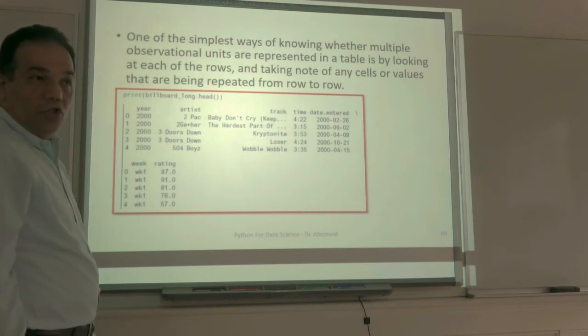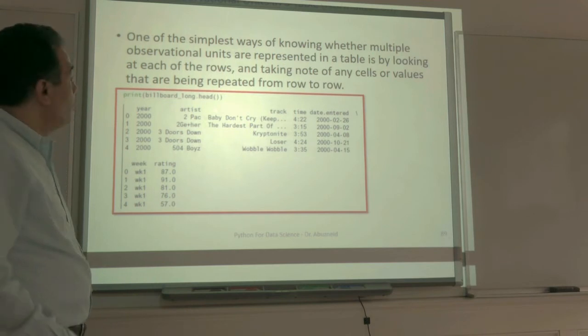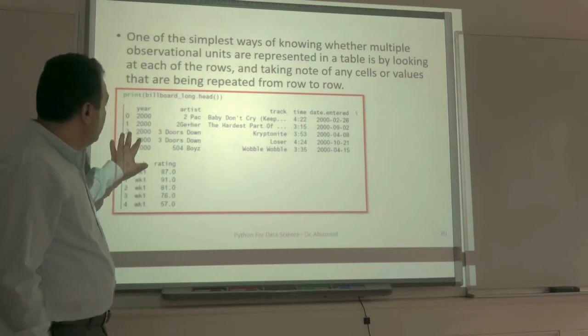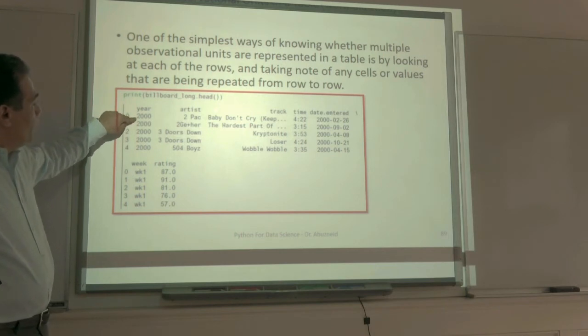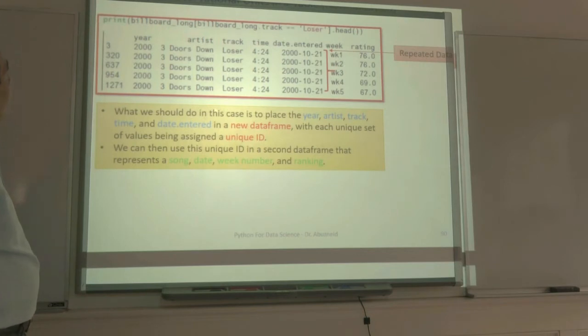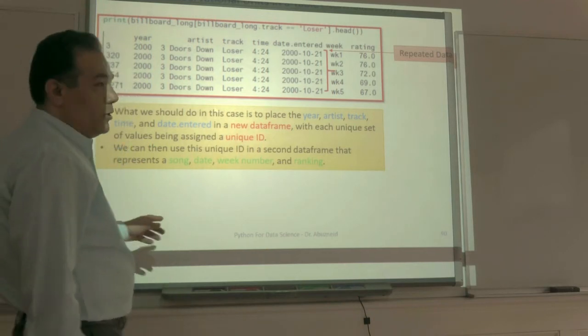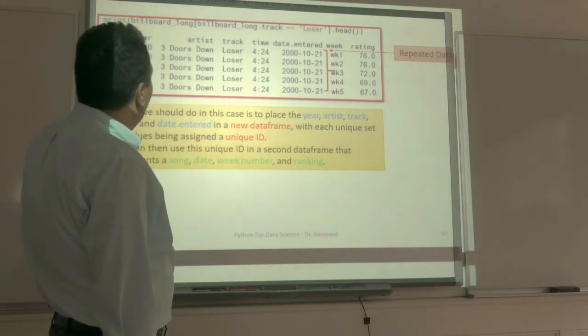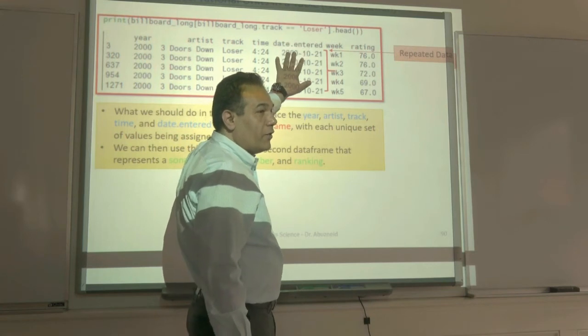That's what normalization is: how to change the look of the data and try to reduce the amount. You agree on this? Look in here, for example, year 2000 and artist will be repeated anyway. So when you print it in a different way, we're trying to look at the track data from that data frame.